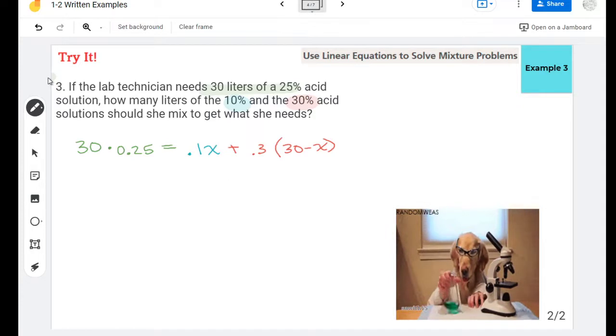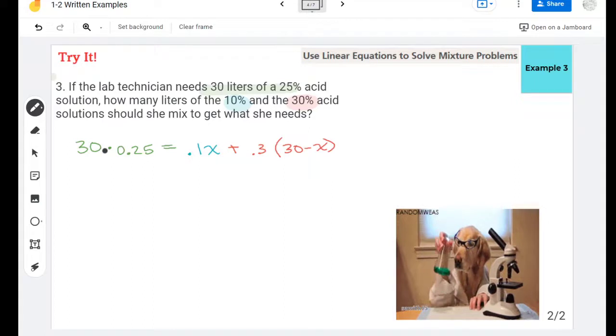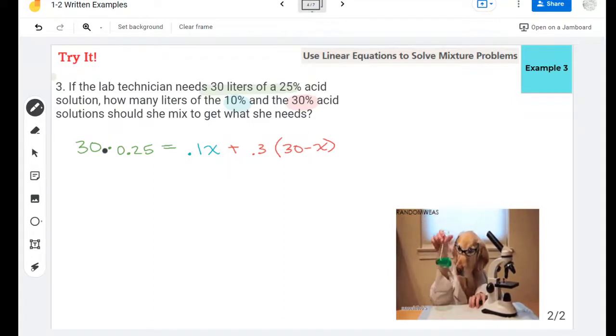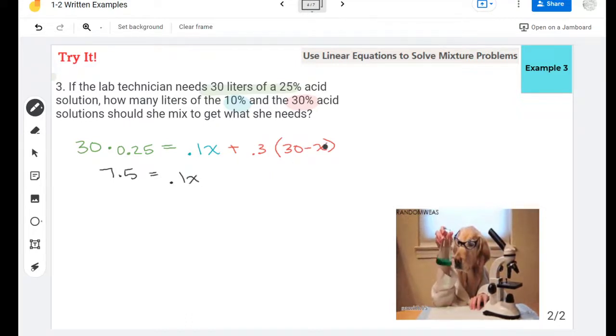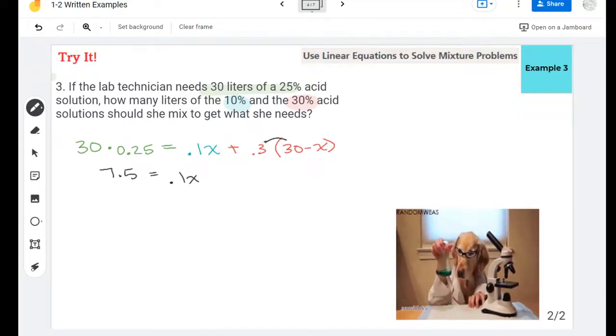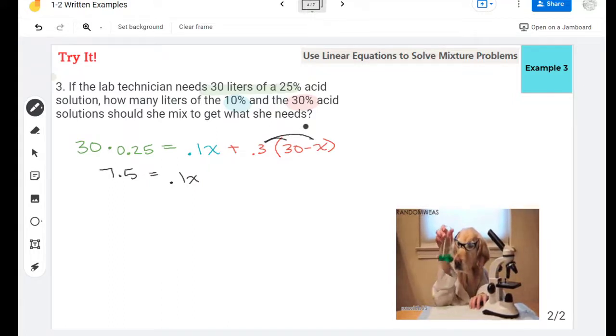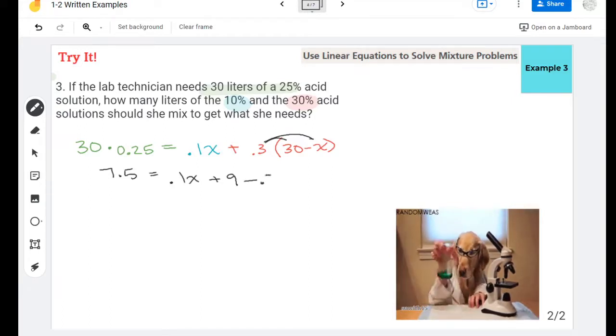And so now we need to start cleaning things up. So looking at this, I can right away see that I could do 30 times 0.25, which if I do that is 7.5. And I can't do anything with this 0.1x until these parentheses are gone. So I'm going to go ahead and distribute to my parentheses here. So 30 times 0.3 is 9. And then 0.3 times x is 0.3x being subtracted.